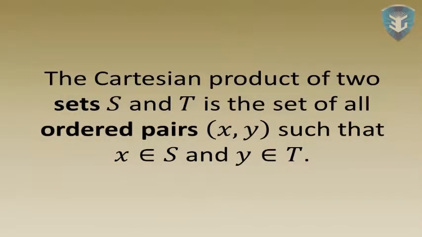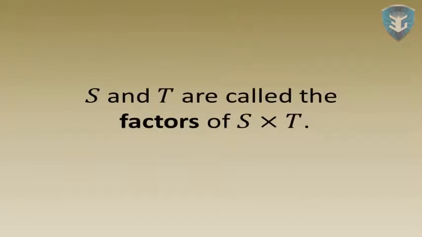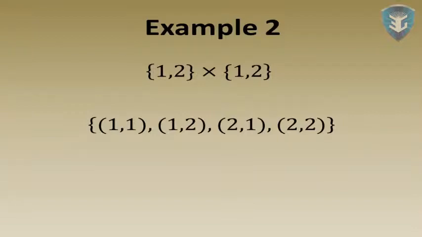The Cartesian product of two sets S and T is a set of all ordered pairs (x, y), such that x belongs to S and y belongs to T. The result is itself a set and is defined intensionally below. Note that S and T are called the factors of the Cartesian product of S with T. In example 1, we consider the Cartesian product of the set comprised of the letters A and B with the set comprised of the numbers 1, 2 and 3. In example 2, we consider the Cartesian product of the set comprised of the numbers 1 and 2 with itself.